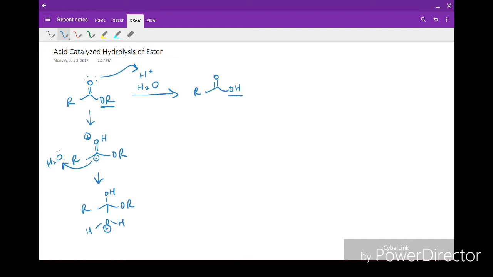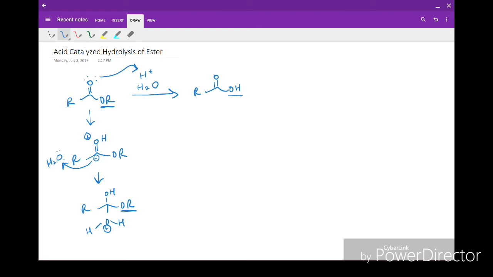Our oxygen up here is not positively charged anymore. The positive charge moved down to this added water molecule. And so now our second best leaving group is this OR group. So before this OR group can leave, we need to stabilize this molecule. Now, since we only have acid and water in our solution, we need to remove this positive charge somehow.